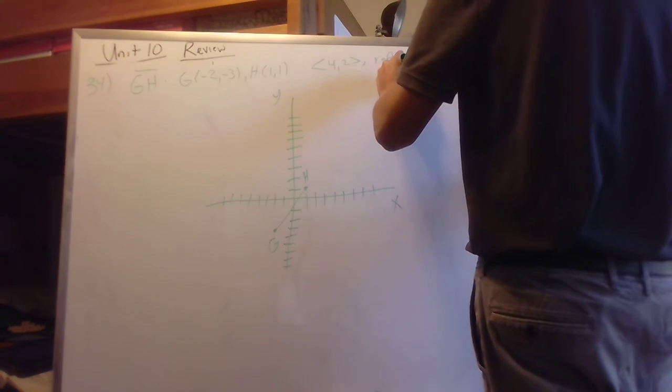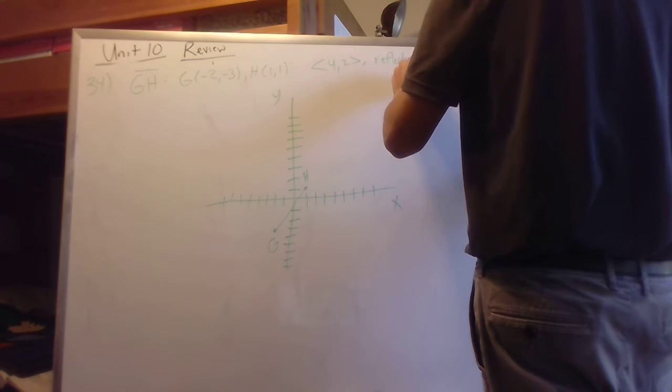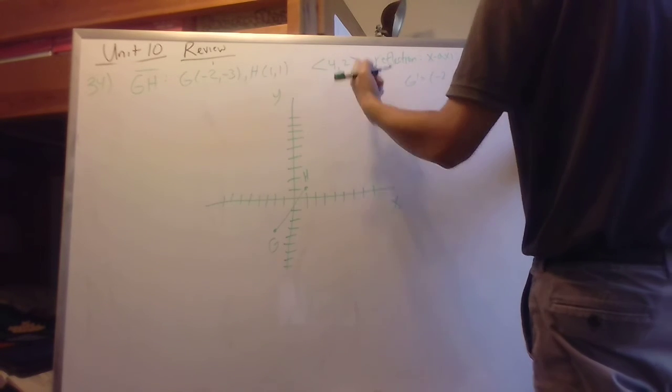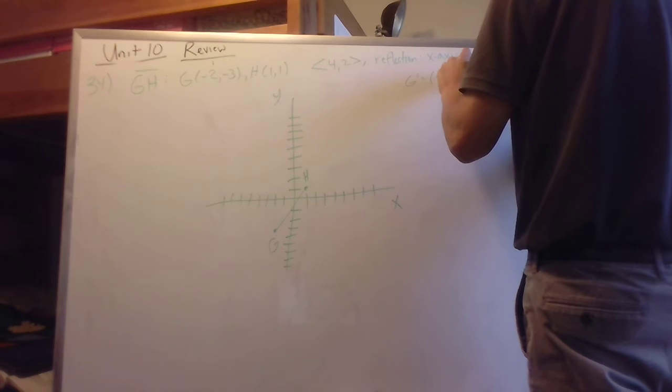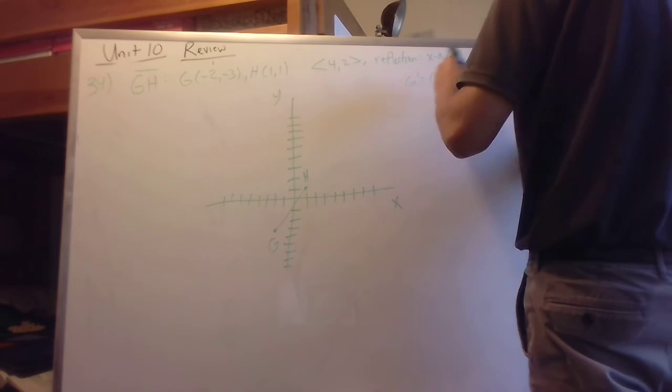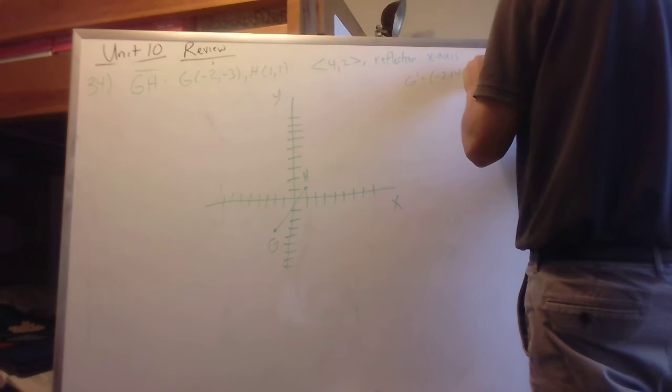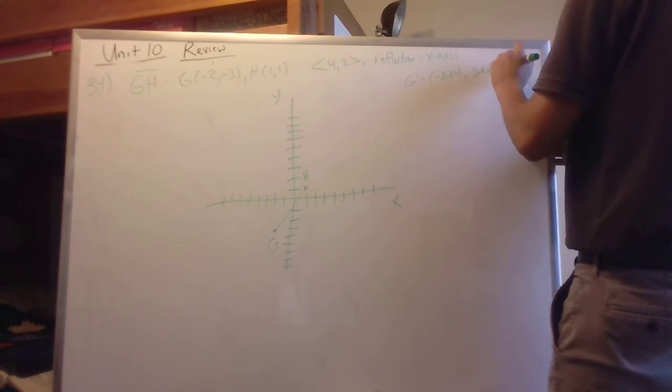So what I want to do is we're going to have G prime. What we're going to do is take the coordinate negative 2. We're going to add 4 for the x value because we're translating it 4 units to the right. And then negative 3 for the y value, and we're going to add 2. So G prime's new coordinate is going to be at 2, negative 1.